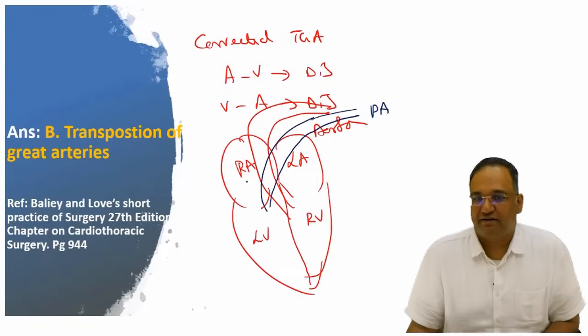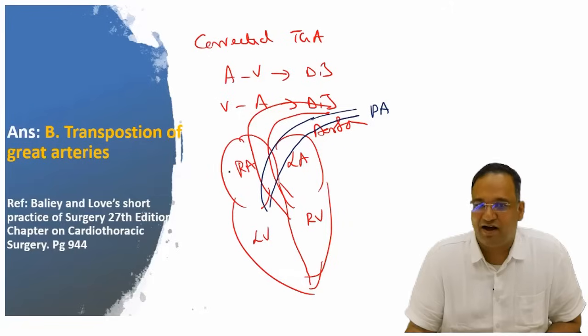So, both are discordant. RA should not open to LV, so that is atrioventricular discordance. And the left ventricle should not open to PA, but left ventricle opens to PA. So, ventriculo-arterial discordance. Both are discordant.